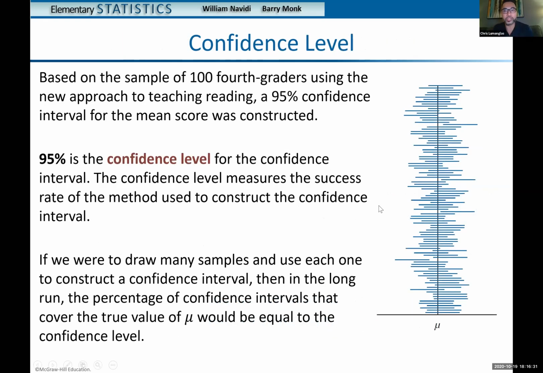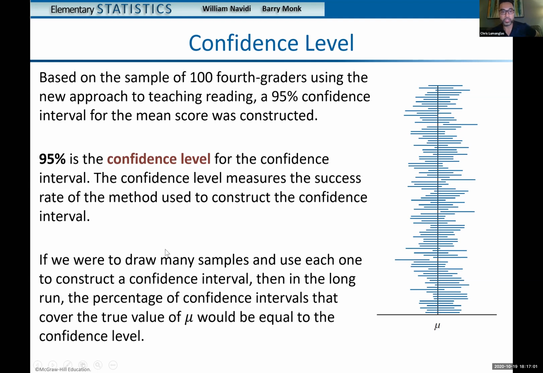All right, so we're talking about now confidence level. Is it always going to be 95%? That's the most commonly used confidence level. So based on a sample of 100 fourth graders using the new approach to teaching reading, a 95% confidence interval for the mean score was constructed. So 95% is a confidence level.